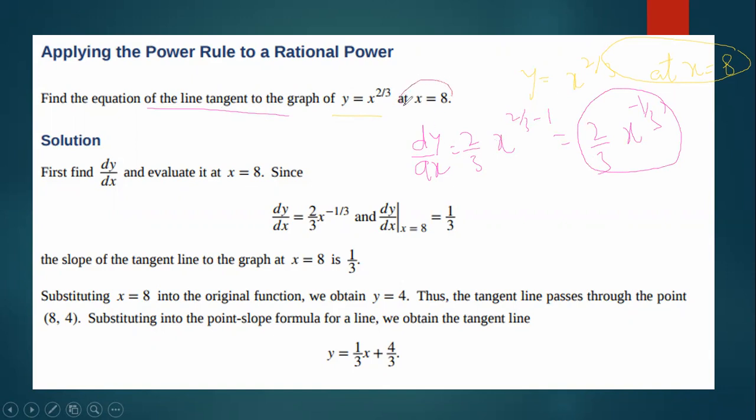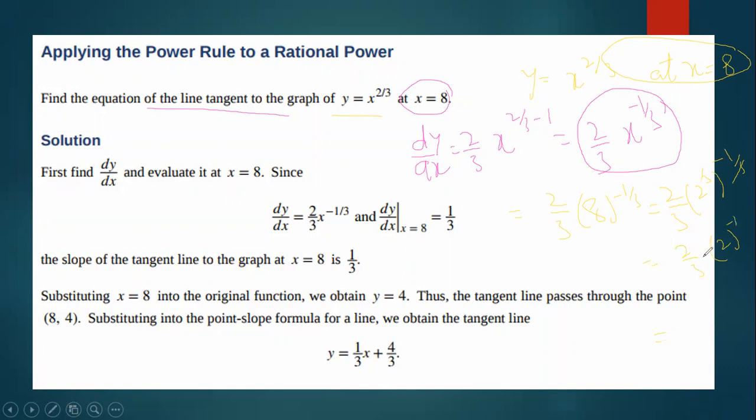After that, putting the value of x equals 8 in the equation, it will be 2 upon 3 times 8 to the power minus 1 upon 3. So this will be 2 upon 3, then 2 cubed to the power minus 1 upon 3. This will cancel out this one. So it will be 2 upon 3 into 2 to the power negative 1.